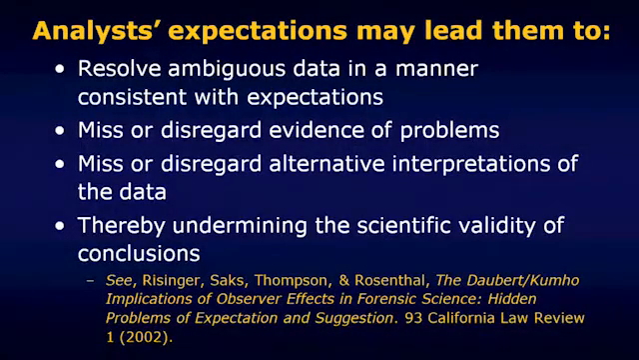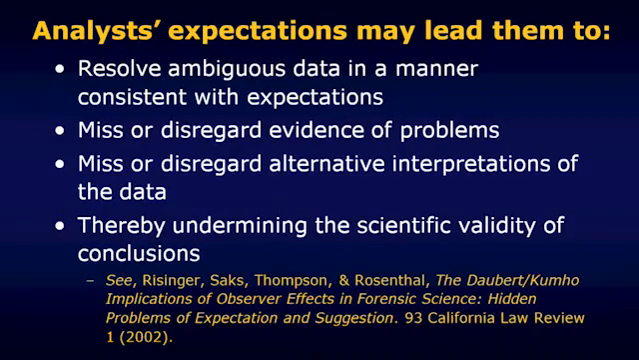So, what we've been talking about here, then, is the fact that analysts' expectations, these observer effects, may lead them to resolve ambiguities in a way that's consistent with those expectations. That sort of bias may unintentionally or intentionally cause them to miss or disregard evidence of alternative interpretations of the test results. And at the end of the process, that type of bias, that type of subjective interpretation undermines the scientific validity of the conclusions that could have come from an otherwise very robust set of data that comes from DNA testing results.